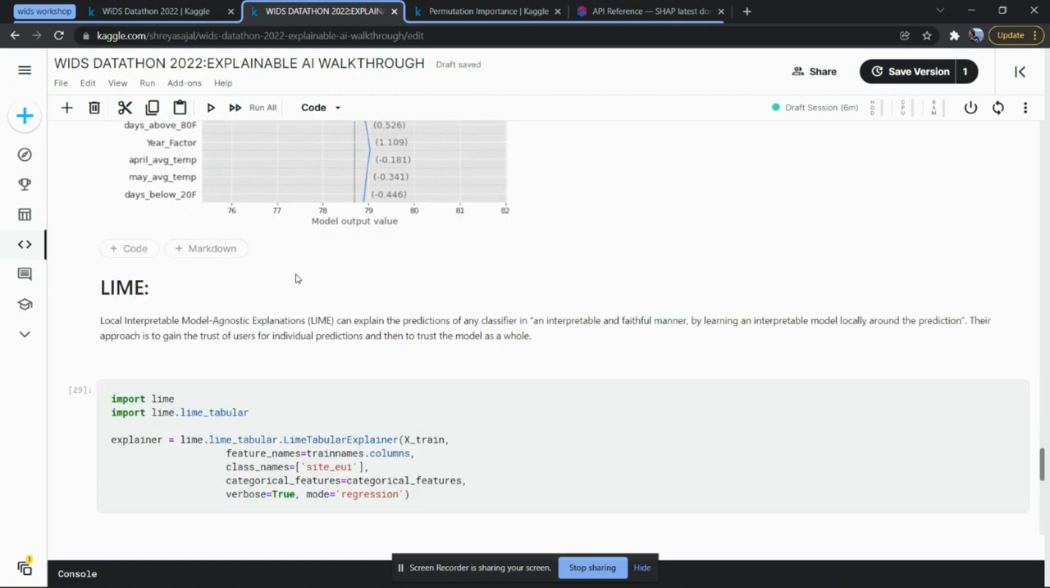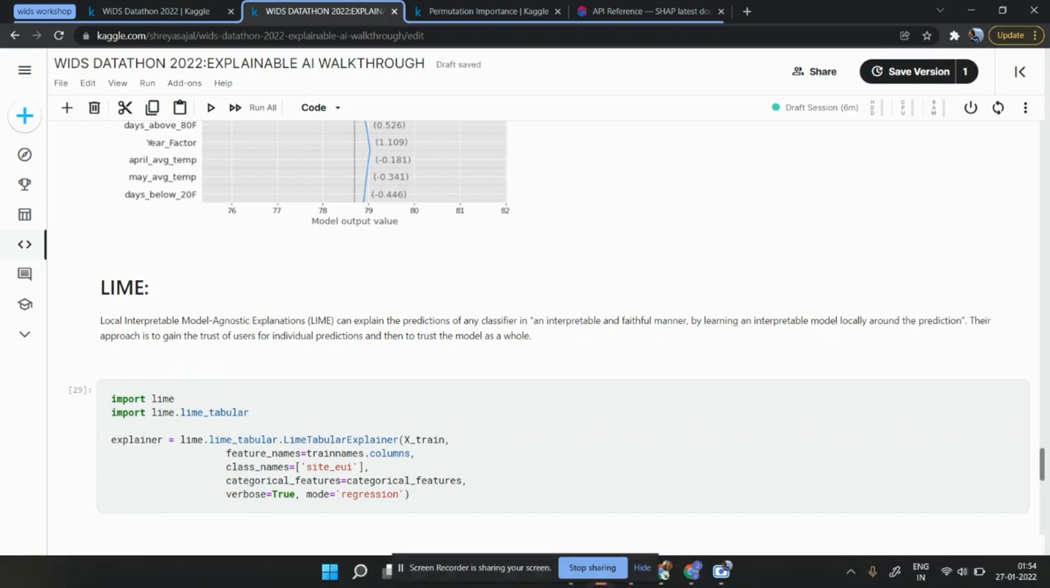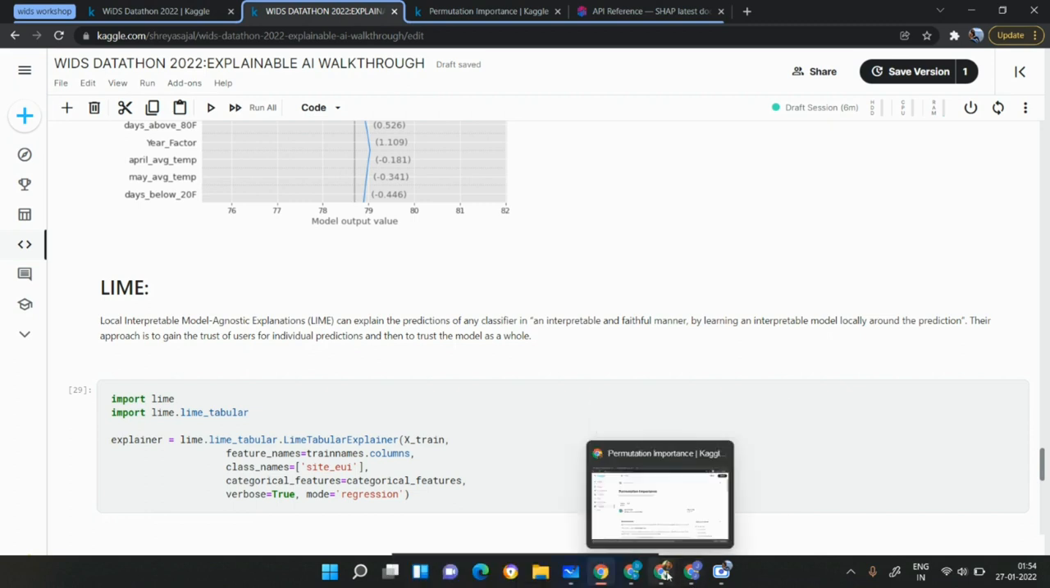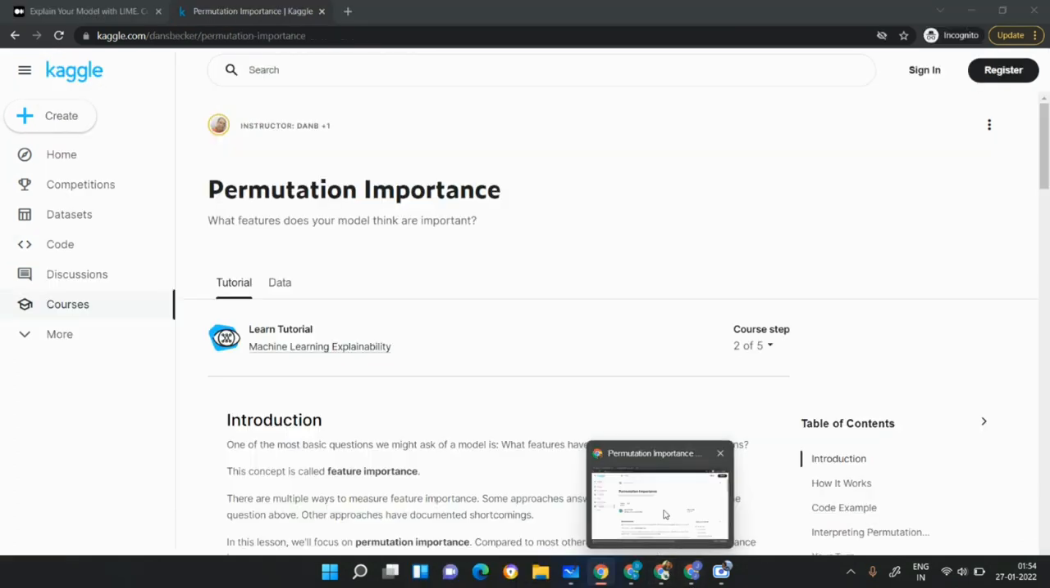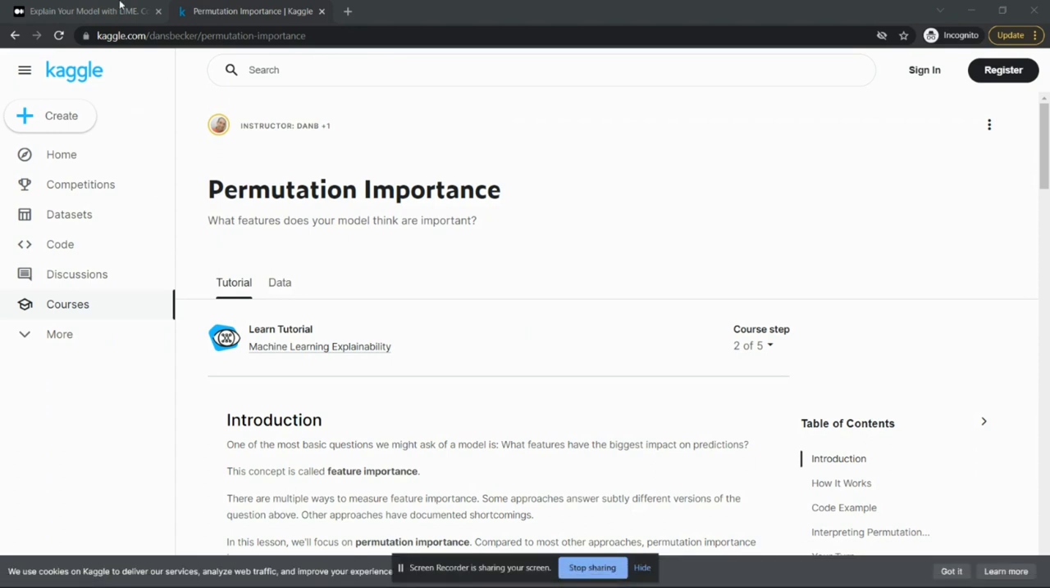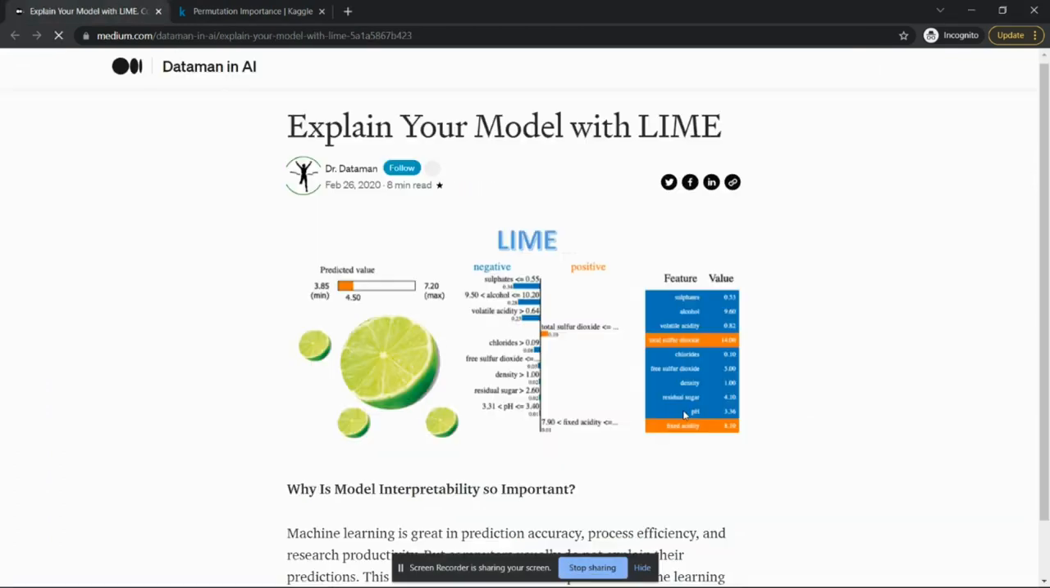After that, we move towards LIME, that is, Local Interpretable Model-agnostic Explanations. It explains the predictions of any classifier in an interpretable and faithful manner by learning an interpretable model locally around the prediction. We can understand the LIME concept in detail in this blog.